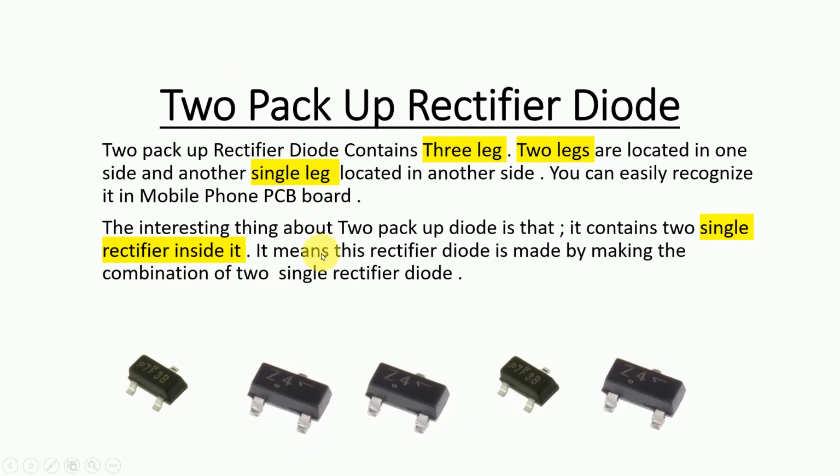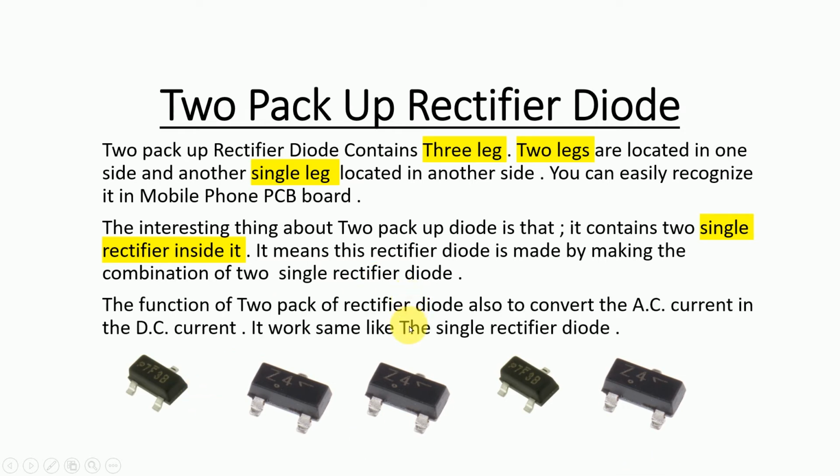Okay, so by making the combination of two single rectifier diodes, the two pack of rectifier diode becomes. So that's why you always have to remember that it contains two single rectifier diodes inside it. The function of the two pack of rectifier diode is also to convert the AC current into DC current, so it works the same as the single rectifier diode.